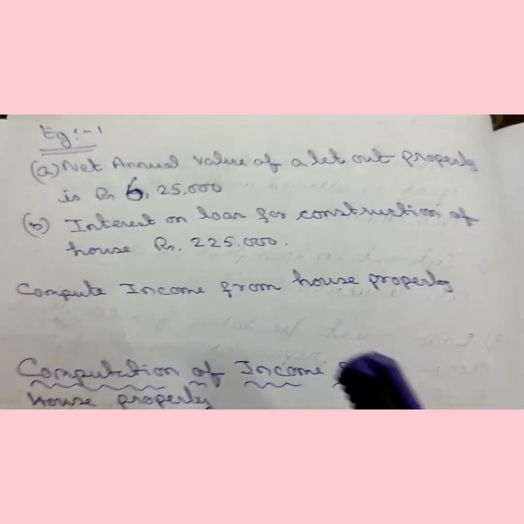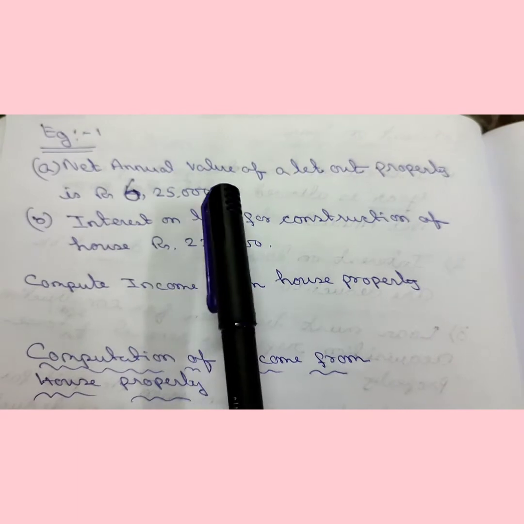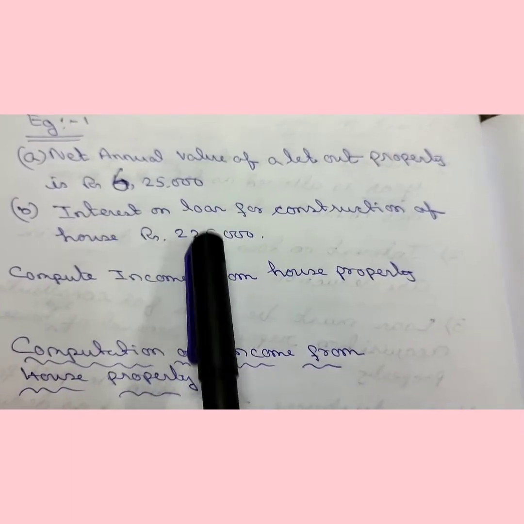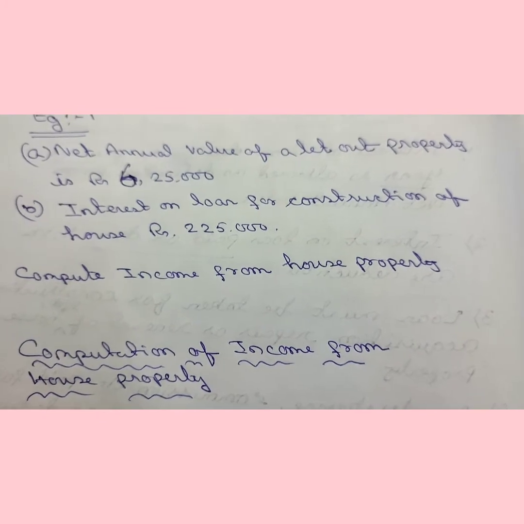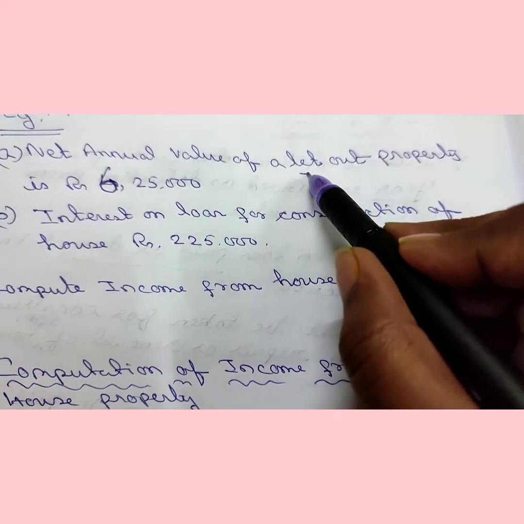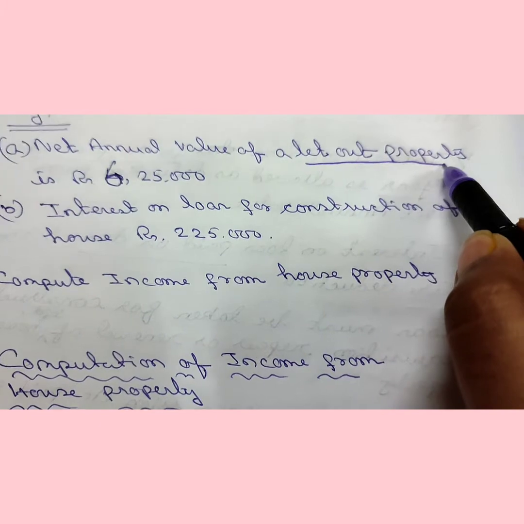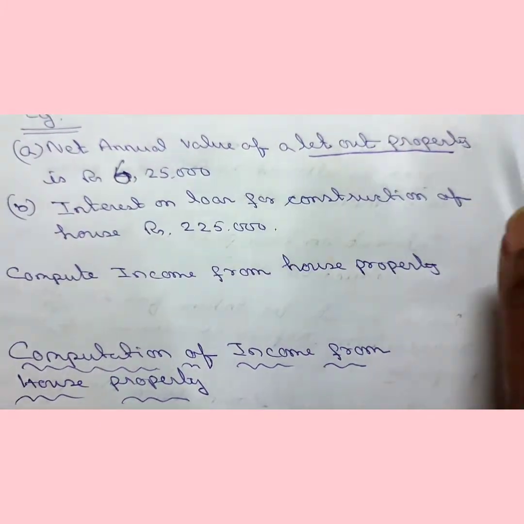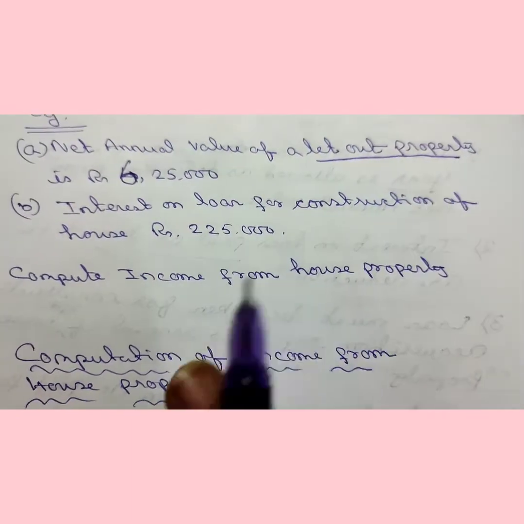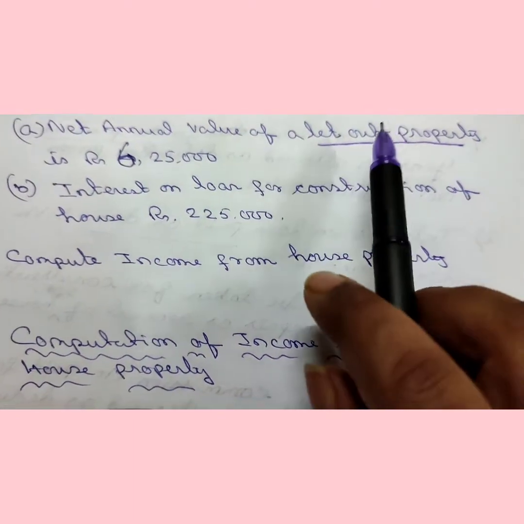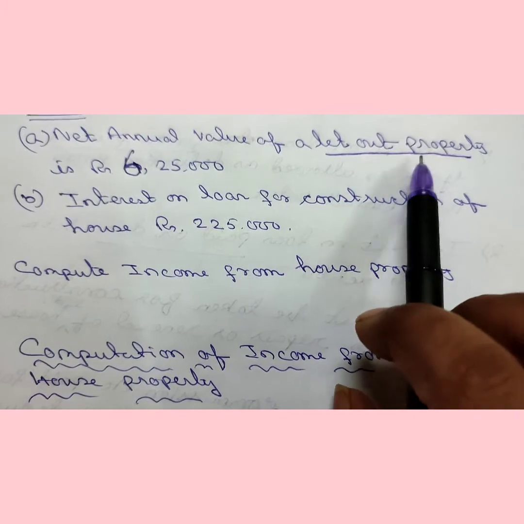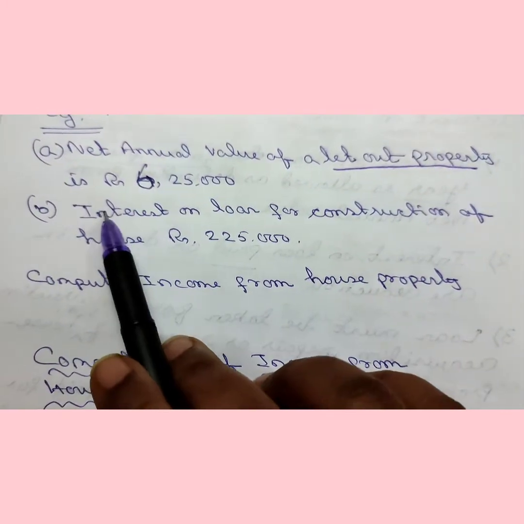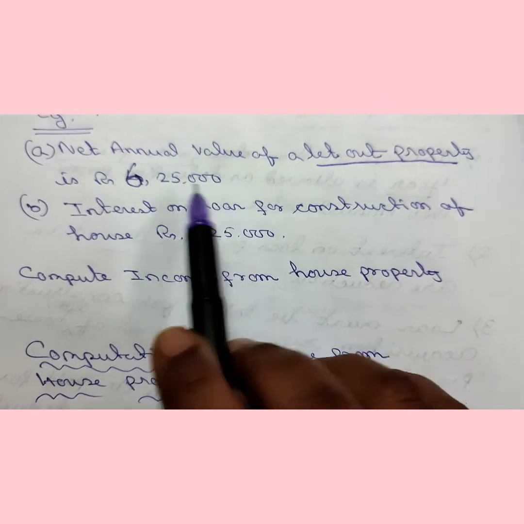Our first example is, suppose net annual value of a let out property is rupees 6,25,000. Now the property is let out. First of all, you have to remember, for let out property there is no maximum amount of deduction, number 1 point for loan. And second point is, for let out property you have to calculate standard deduction also. And net annual value is rupees 6,25,000.